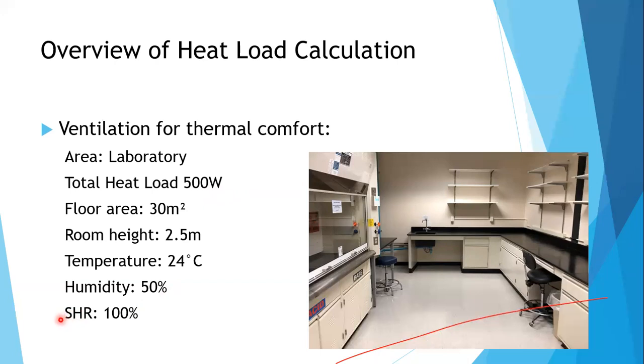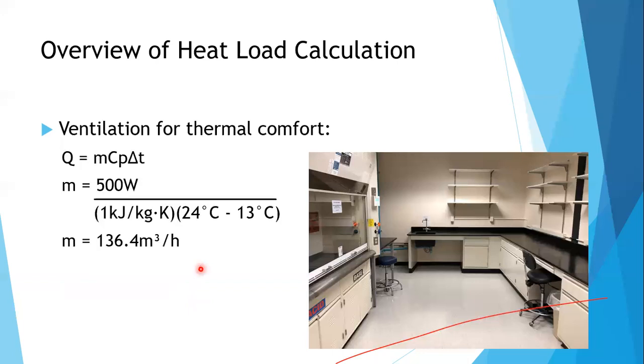SHR, sensible heat ratio. What does SHR mean? SHR means there's no latent heat inside. All sensible heat. That's why sensible heat ratio. All this 500 watts is sensible heat. Okay, so this is the assumption. These are the givens for our laboratory: 500 watts, 30 square meters, 24 degrees Celsius.